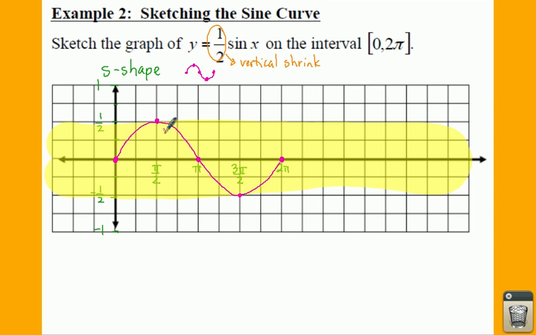So here's your pretty S curve for your sine, and it has a height of 1/2 and goes down 1/2 because of our vertical shrink. So there is your sine curve.